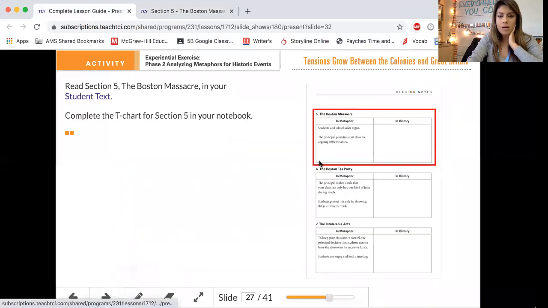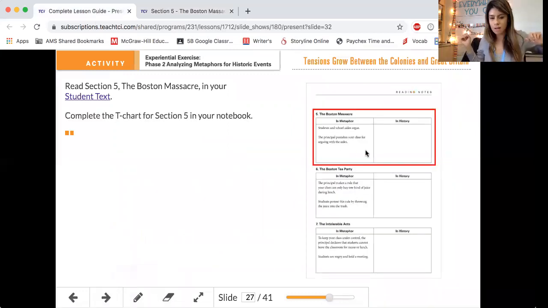All right, so you're going to complete the section for the T-chart for section 5, the Boston Massacre. The metaphors are: students and school aides argue. I wonder who the students are and I wonder who the aides are. The principal punishes your class for arguing with the aides. Again, who's the principal, who's the aides? Think about the last metaphors to help you fill out the T-chart on page 63 for section 5. Press play when you are ready to continue.